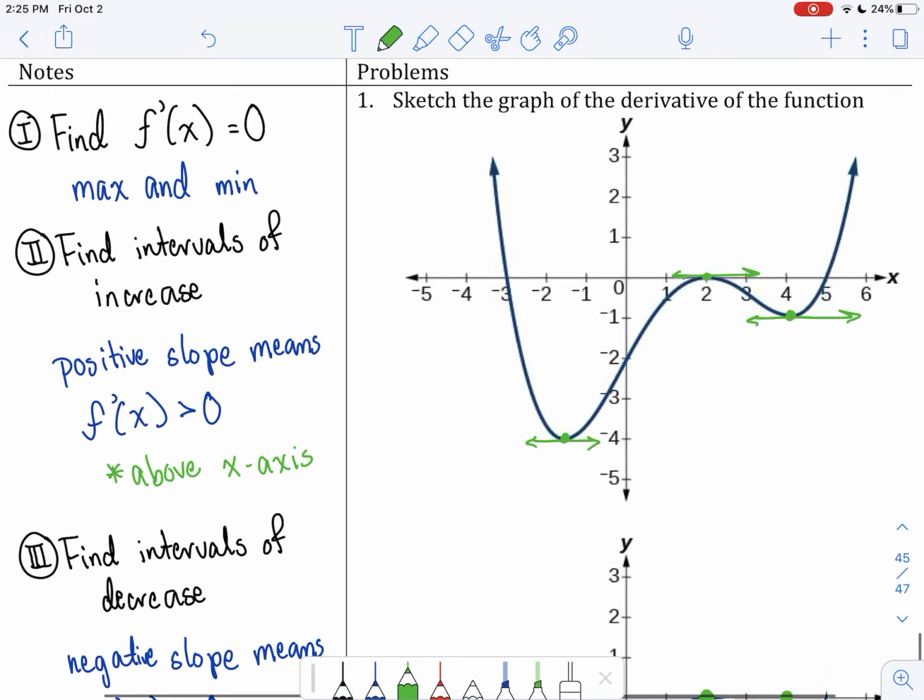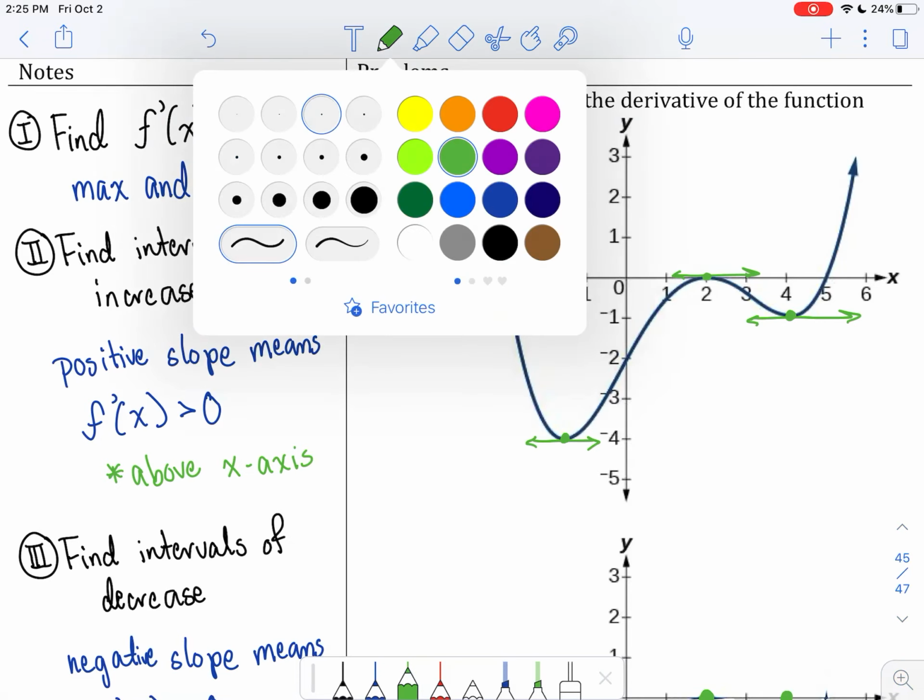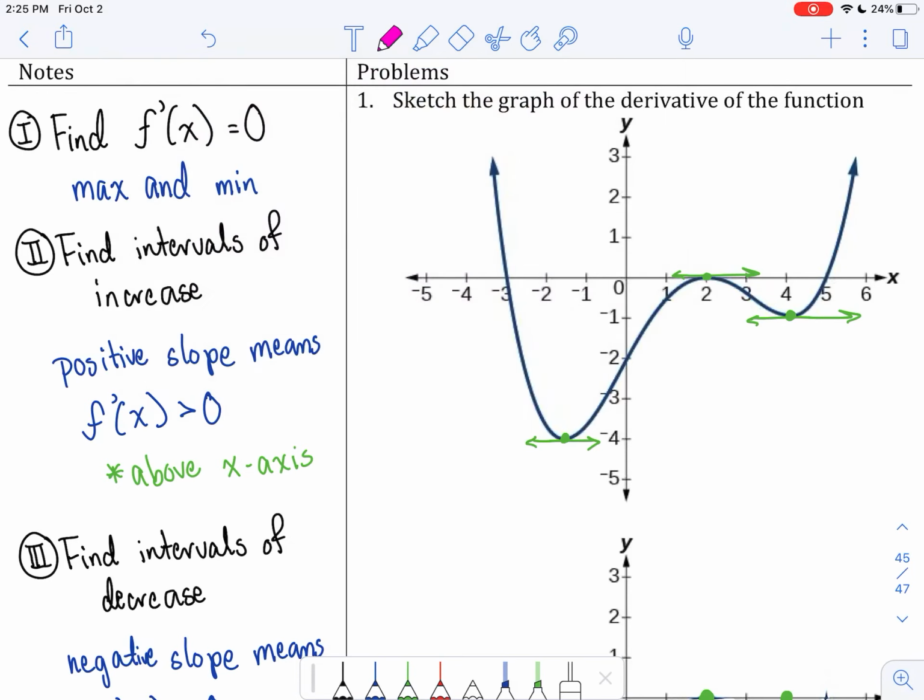Now the next thing I'm going to do is find the intervals of increase. So that's where we have a positive slope. I'm going to use a different color here. I'm going to use, let's say, pink to show my areas of increase. So again, that's where the slope is positive. So we can see that this is a positive slope from -1.5 to 2. And then again, we have a positive slope from 4 up.